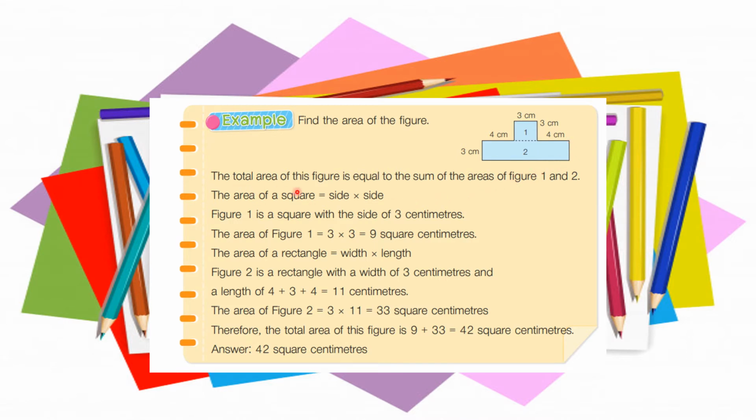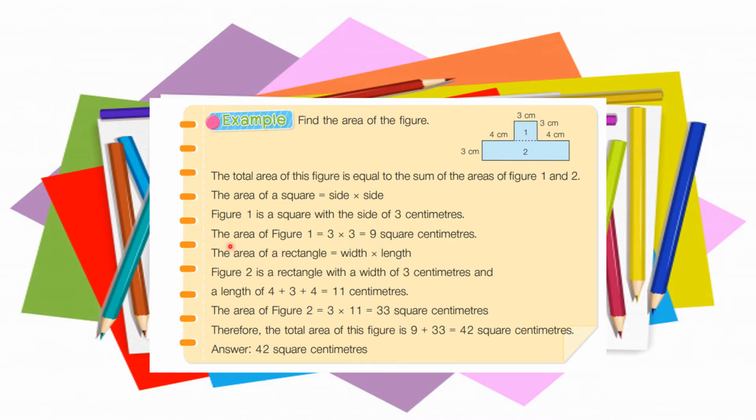The total area of this figure is equal to the sum of the areas of figure 1 and 2. The area of a square is equal to side times side. Figure 1 is a square with a side of 3 centimeters.